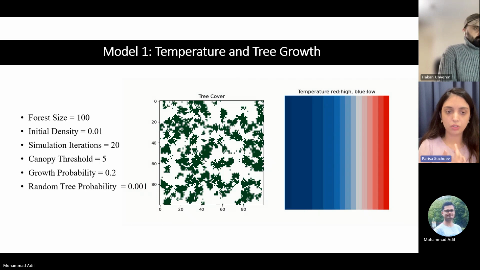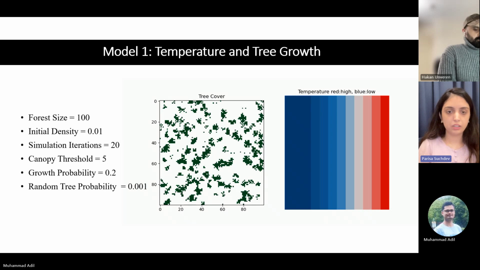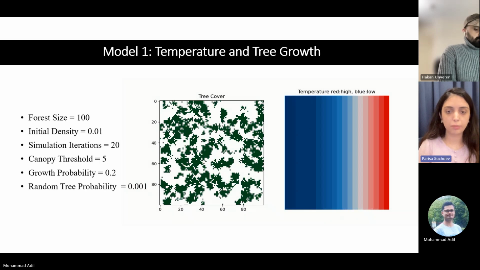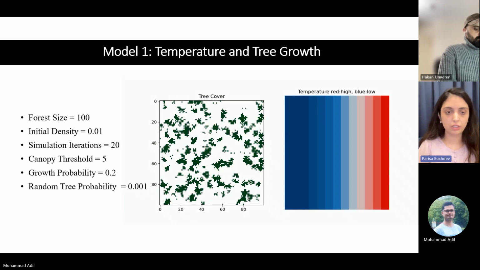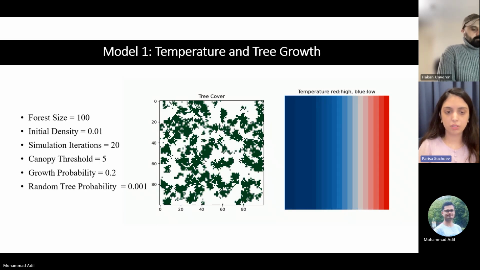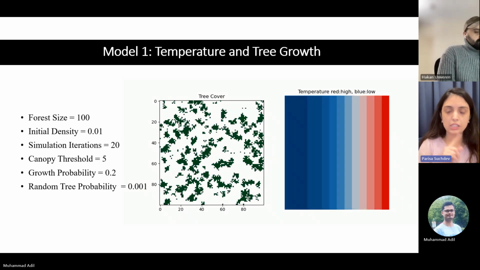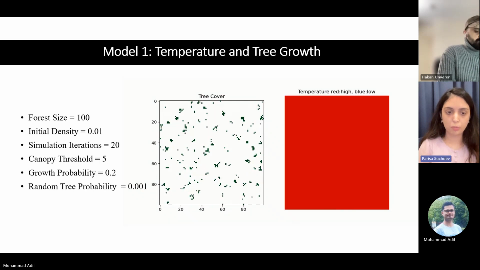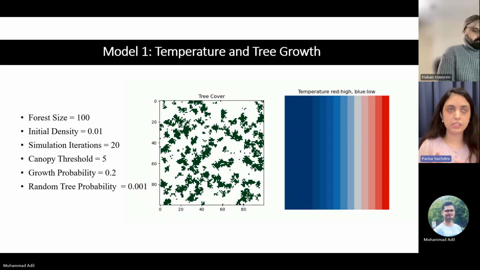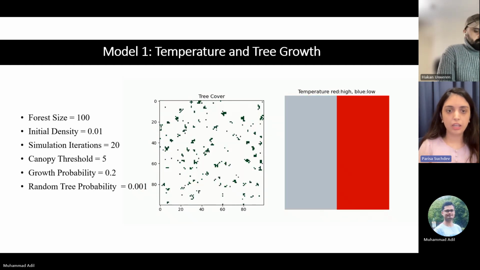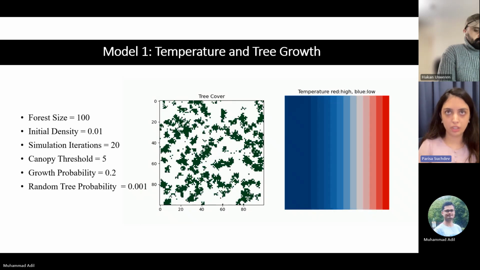For the temperature and tree growth, we tried some values. Forest size is the size of the grid. Initial density is how randomly they are scattered on the plot. The simulation runs for 20 iterations, and the canopy threshold is 5: if a tree has 5 neighbors, it will stop. The growth probability is 0.2, which defines at which rate they are growing, and the random tree probability is how often a tree randomly grows.